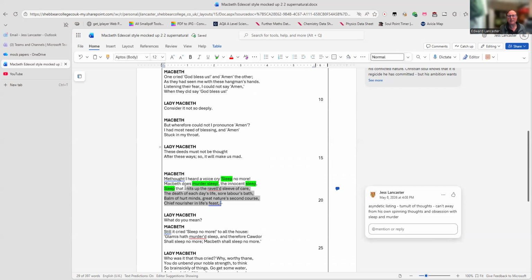I have done the deed. Look at this beautiful image here. Knits up the ravelled sleeve of care. This beautiful, beautiful imagery. Knitting is something obviously productive and creative. We are making something. We're also mending. If we knit up, we mend it back.